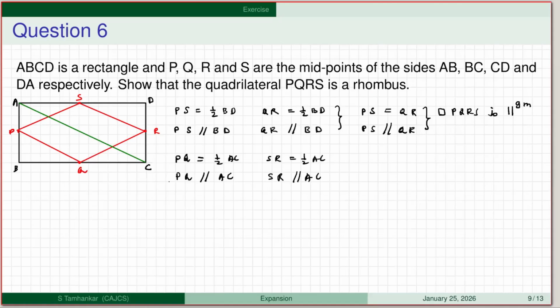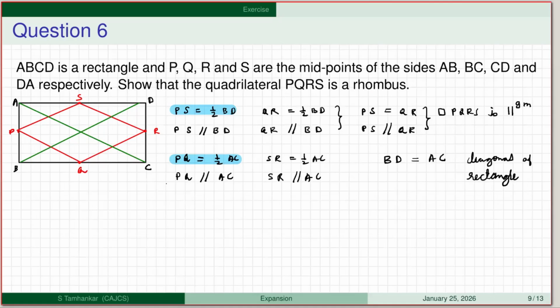But why am I doing this? I would like you to pay attention to this part. We have PS equal to half of BD. We have PQ equal to half of AC. But my question to you students is, what can you say about BD and AC? Let me draw BD again. What can you say about BD and AC? They are equal. Why are they equal? Because they are the diagonals of a rectangle.